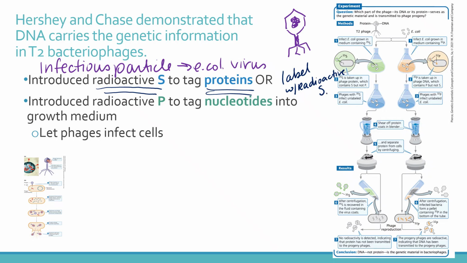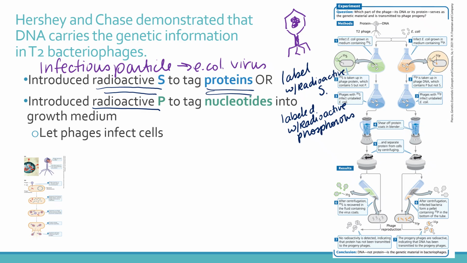And then they grew another round of viruses in radioactive phosphorus. And this is because there's phosphorus in our nucleotides, but not in our proteins. So they ended up with viruses that are labeled with radioactive phosphorus. So then once they had these two populations of bacteriophages that were labeled individually, they decided to let these phages infect the cell.